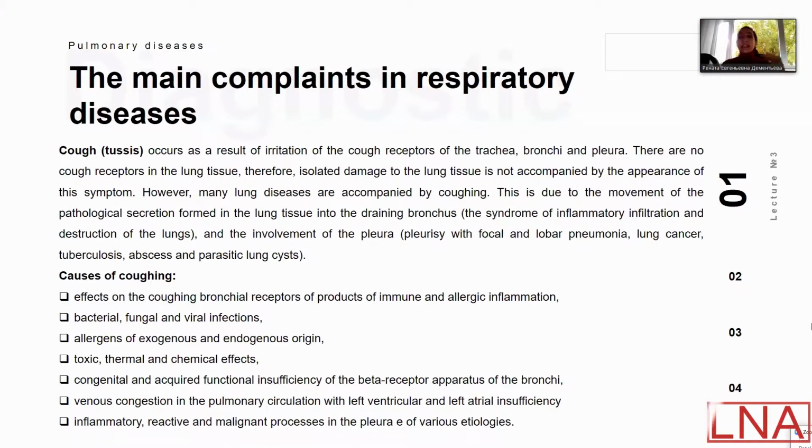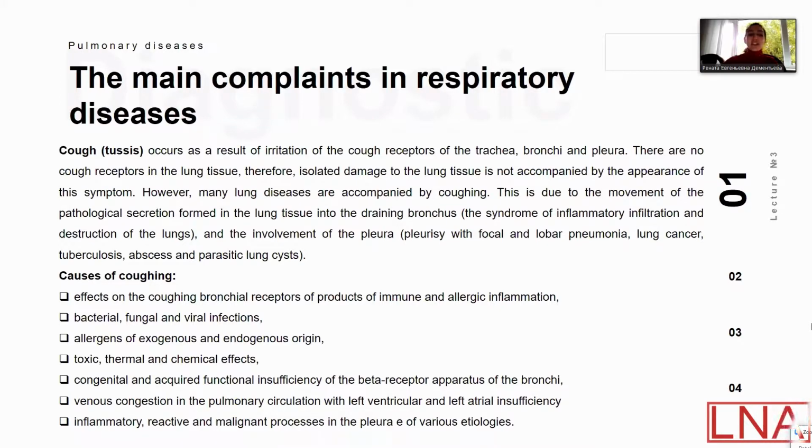So many diseases can be accompanied by coughing, and coughing can be the first and main complaint of the patient with respiratory diseases. It's impossible to imagine a patient with respiratory diseases without coughing, for example a patient without coughing in case of pneumonia. So, the main causes of coughing. First, effects on the cough and bronchial receptors of products of immune and allergic inflammation. First point, immune and allergic inflammation.